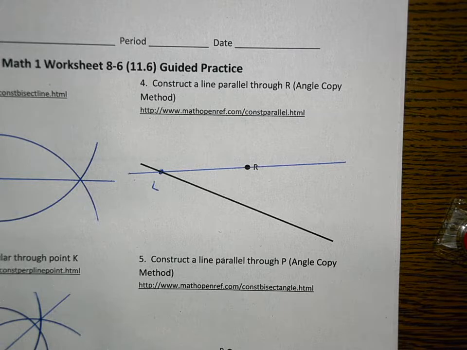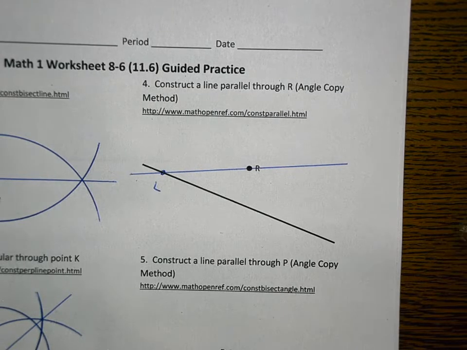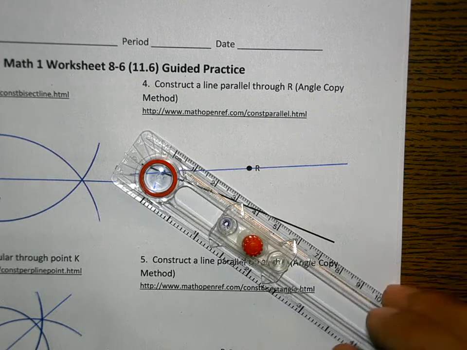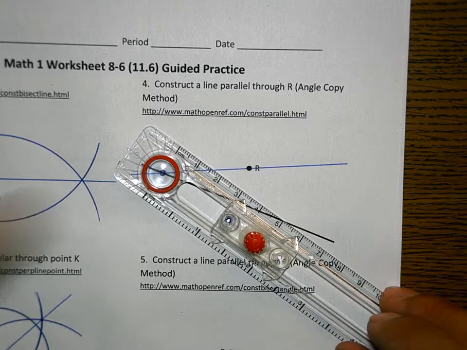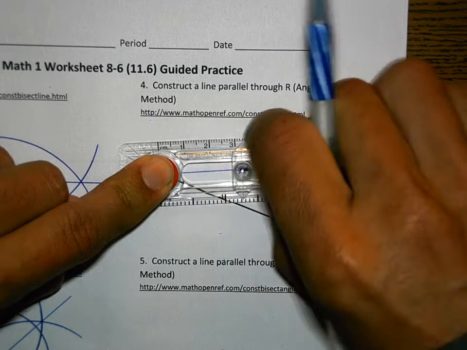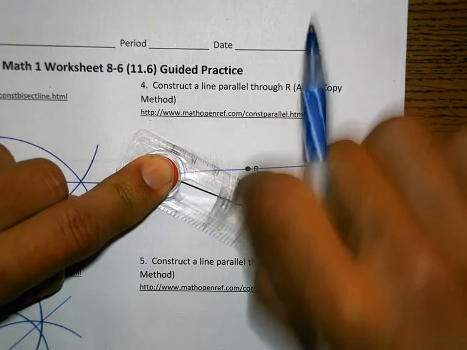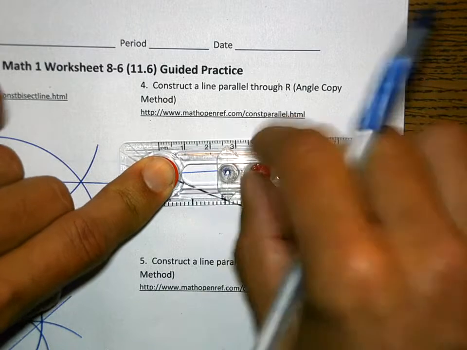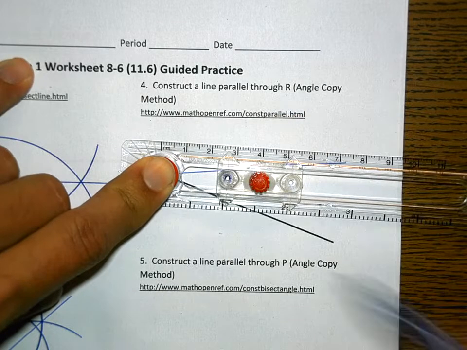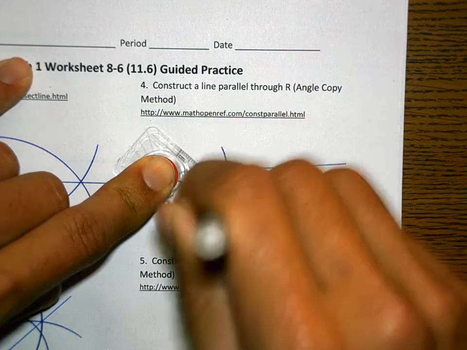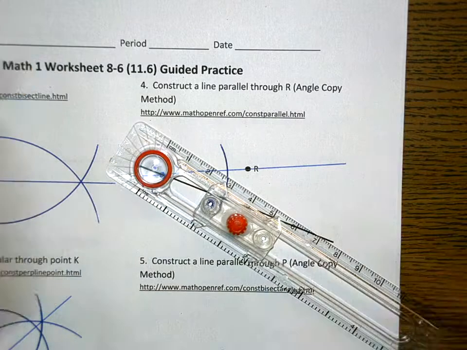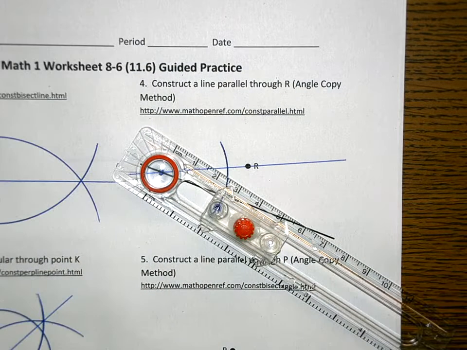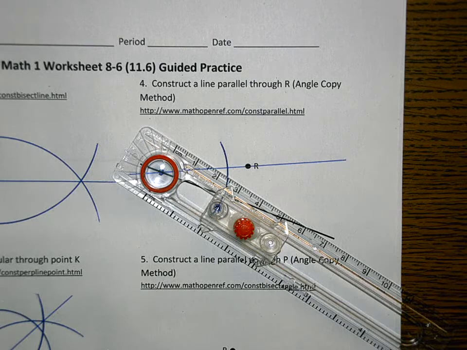The next thing we're going to do is put our bullseye on L, and adjust our slider so that it is somewhere shorter than R. Shorter than R. I'm going to tighten it up, and then I'm going to make an arc, just like this. From L, shorter than R, I make an arc.